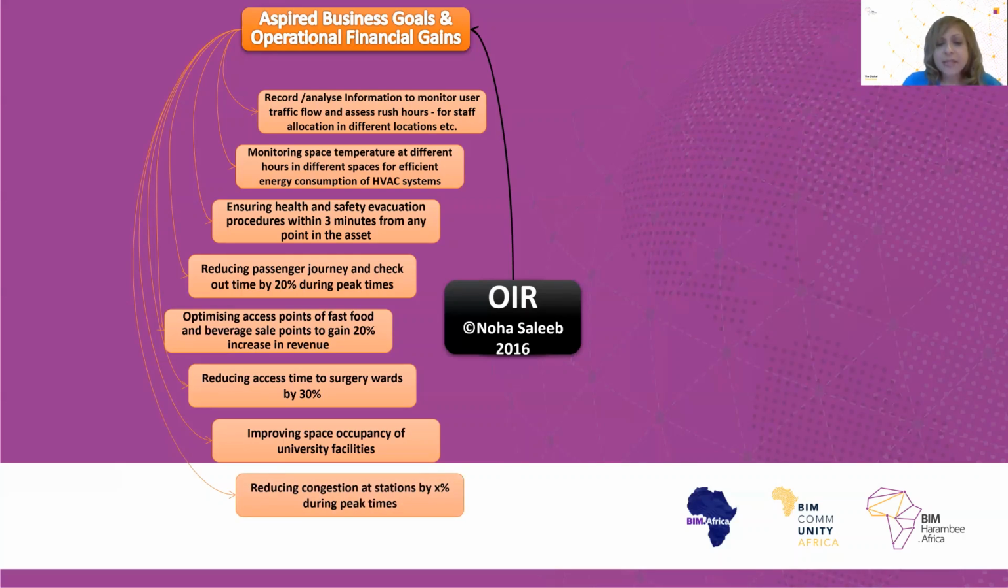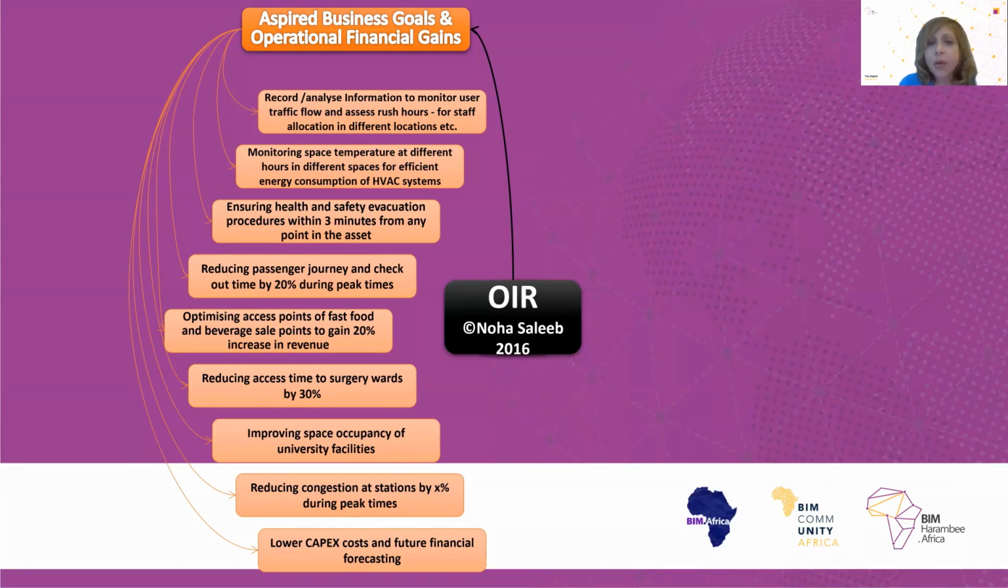Reducing congestion at stations by X%. I'm just giving you more examples now, okay? Lower CapEx costs for future financial forecasting. So these are all examples of operational financial goals and objectives that can be put inside the OIR. So this is one category.